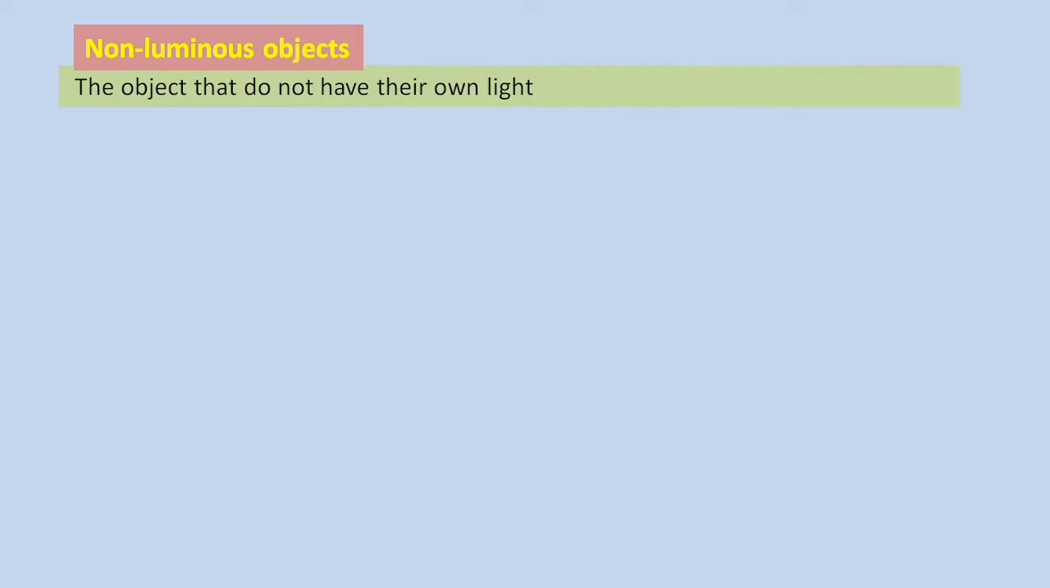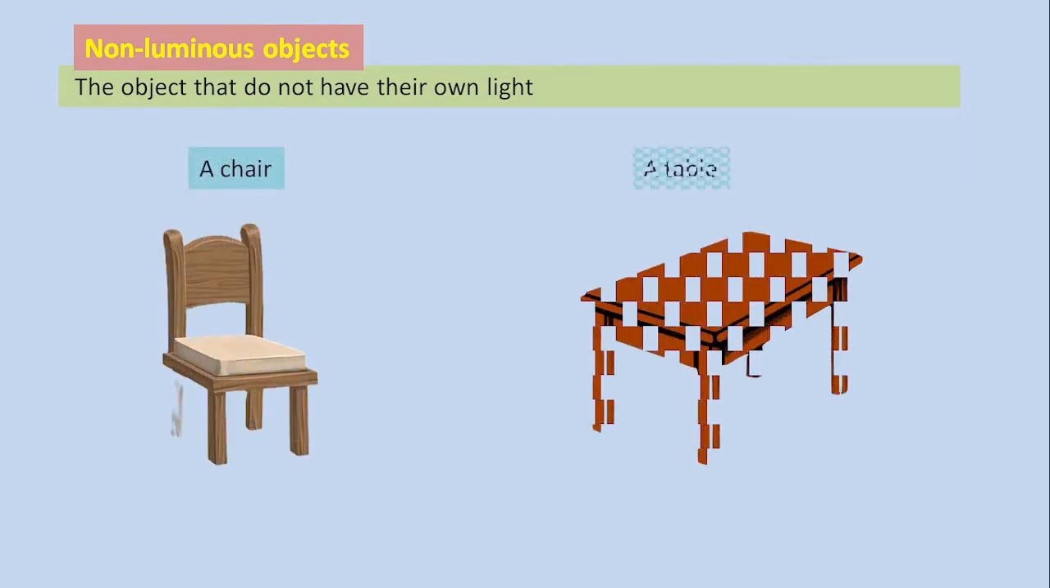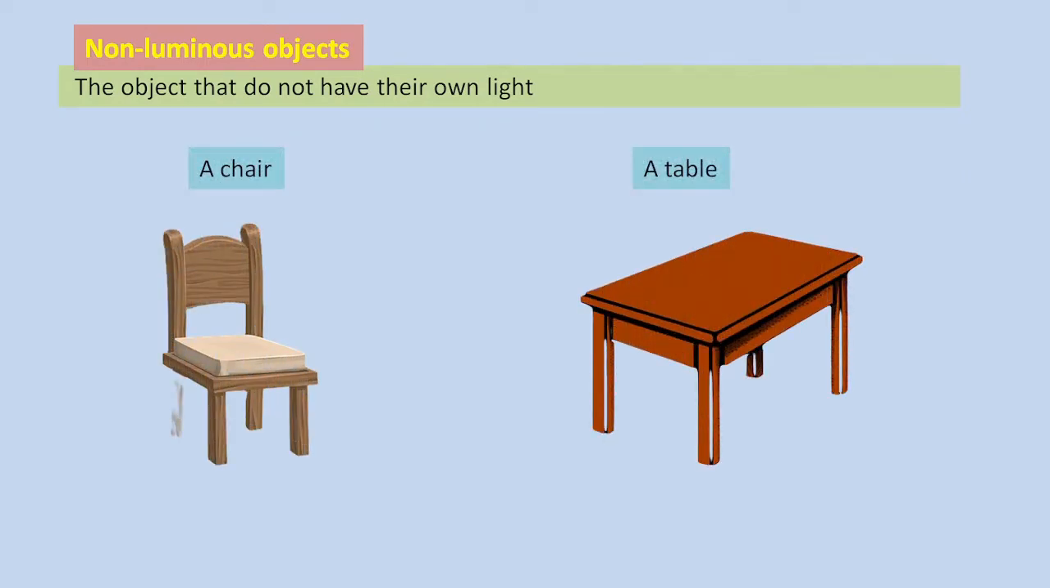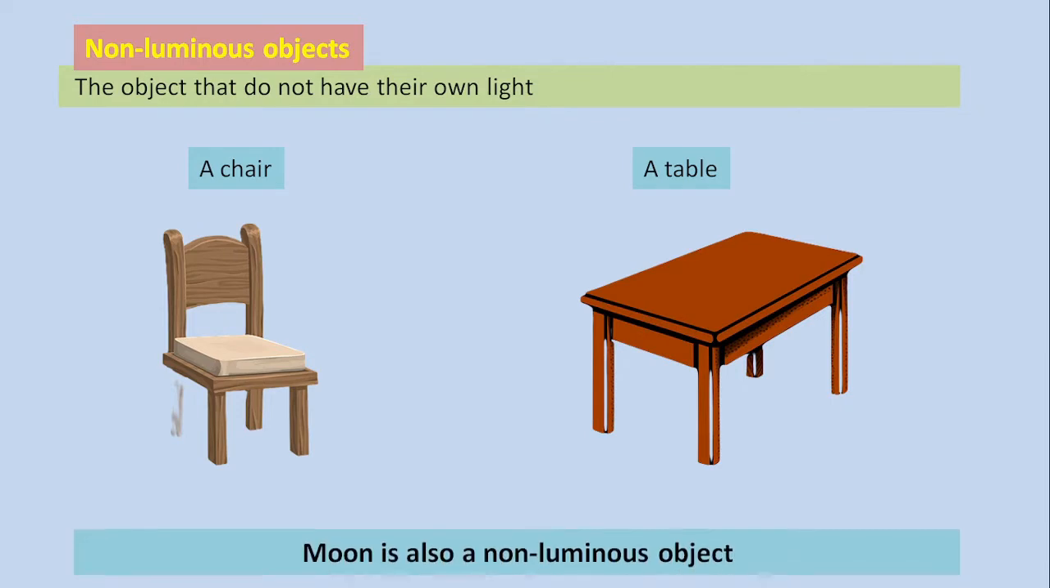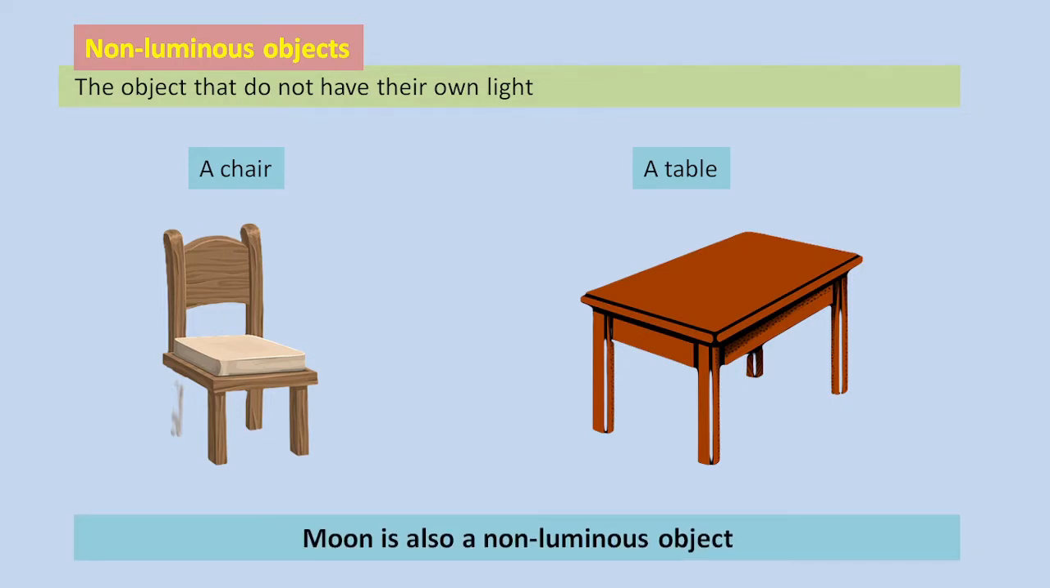Non-luminous objects are those objects that do not have their own light. Examples are a chair, a table. It is important to note that moon is also a non-luminous object because moon has not its own light. It shines due to light of sun.